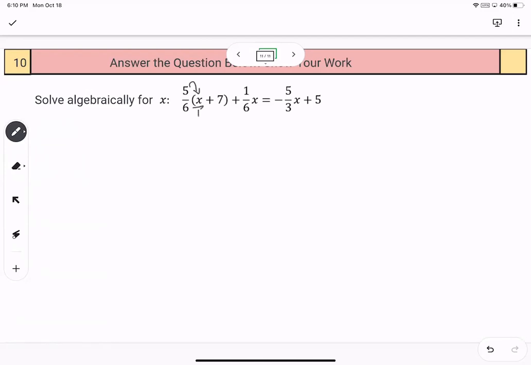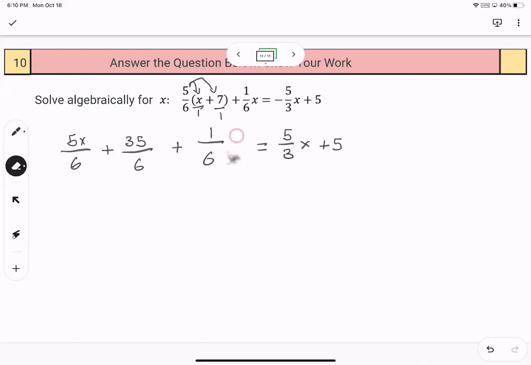We turn these into fractions. 5 over 6 times x is 5x over 6. Then 5 over 6 times 7 over 1 gives us plus 35 over 6, plus 1 over 6x is equal to 5 over 3x plus 5. Now, something that it's good to know is that when you have 1 over 6x, another way you can write it is 1x over 6. Same thing for here. Instead of 5 over 3x, you can write it as 5x over 3.